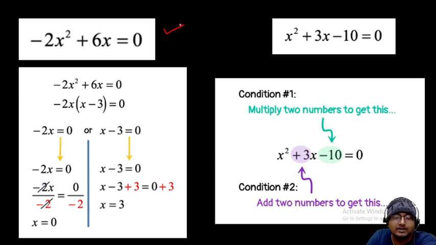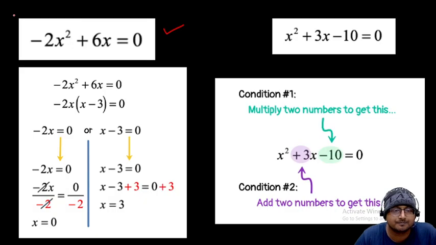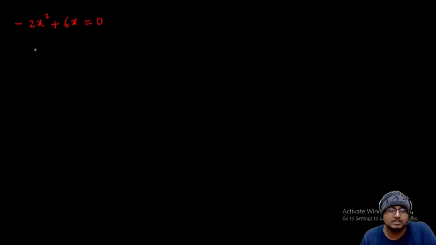What is the example given? Minus 2x square plus 6x equals 0. So let us take the example as here. Minus 2x square plus 6x equal to 0. So this is the form.